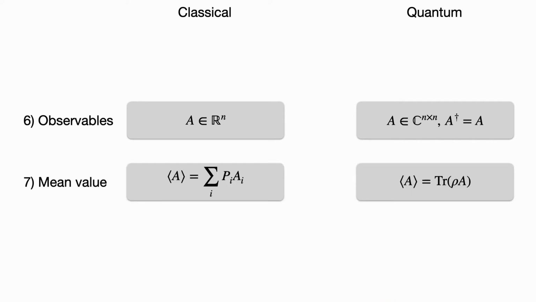In the classical case, in order to calculate a mean value, you just have to calculate a weighted sum. In a quantum case, you have to calculate a trace of ρ times A.